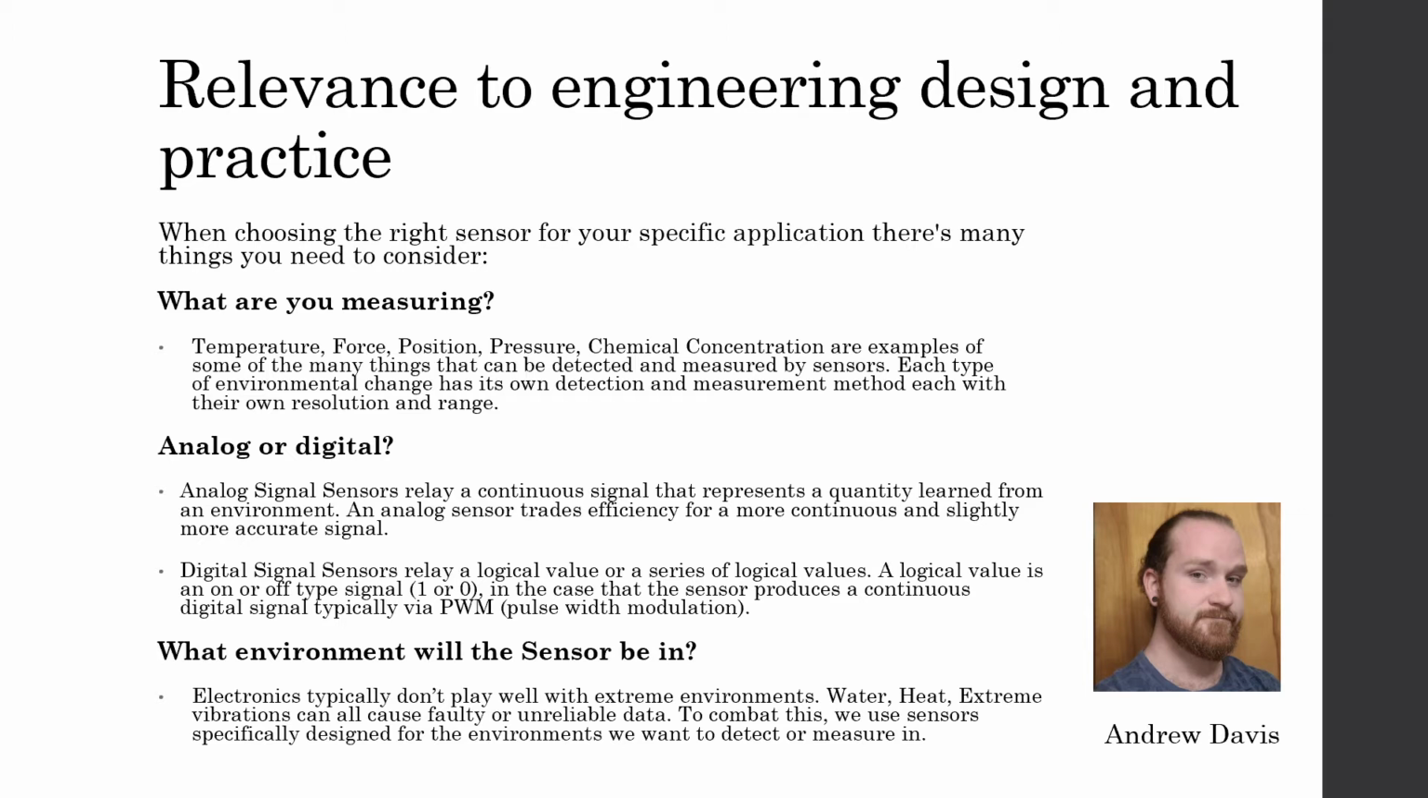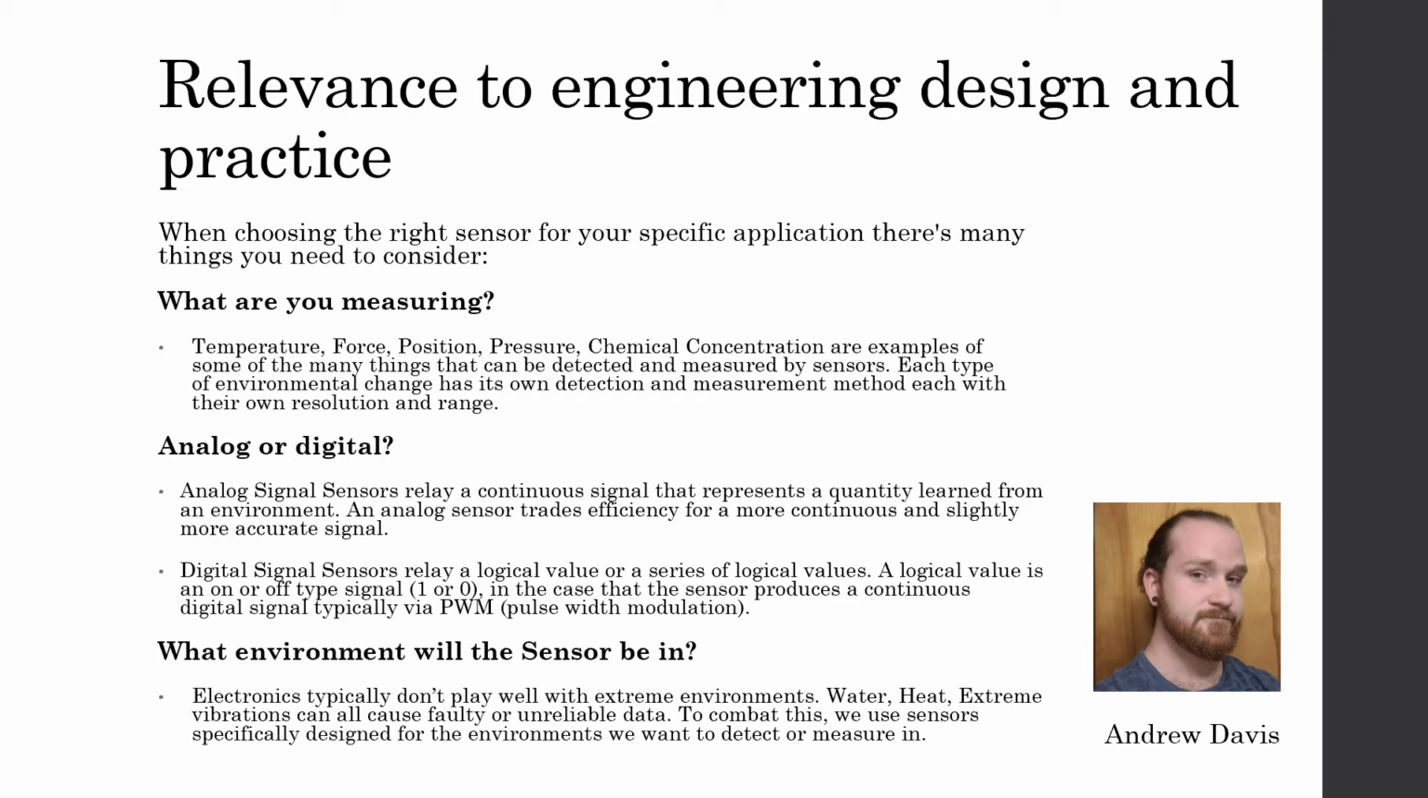One of the first things you want to consider is what your application needs to know about its environment. What are you measuring? Temperature, force, position, pressure, chemical concentration? There's many different things sensors can detect. What's important is what does your application need to know about its environment, and that allows you to choose which sensor is best for your application. Each sensor is designed to detect a specific physical property change. The next thing we need to consider is should we use an analog or digital sensor?